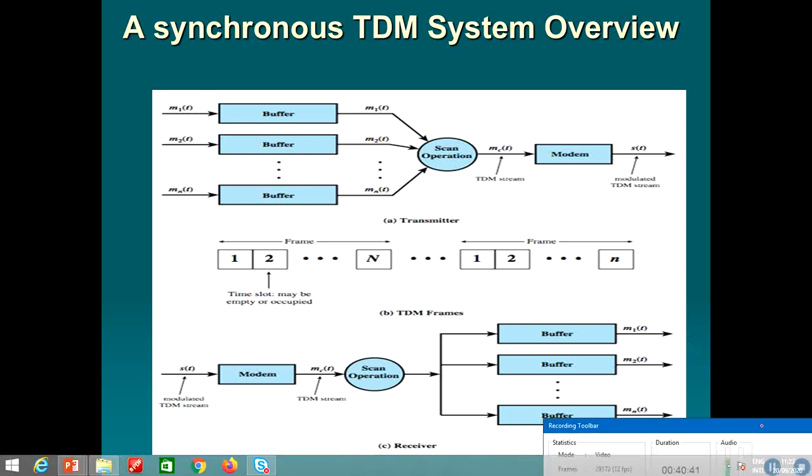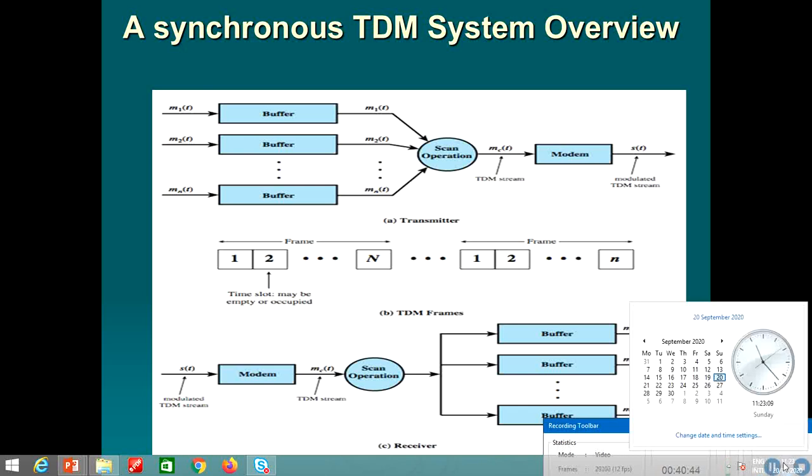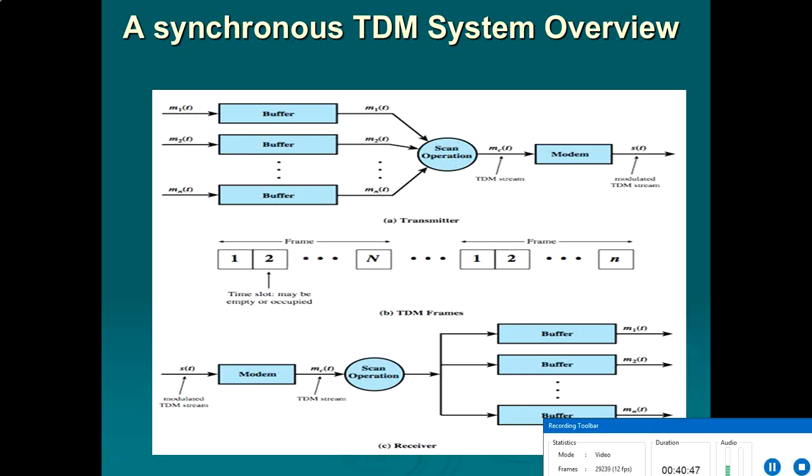Let's understand how it happens. So let's understand this diagram. This is a depiction of synchronous time division multiplexing. The upper part shows how the data is sent from the sender side, and the lower part shows how the data is received at the receiver side, and this talks about the frame. It may be empty or it may be occupied, about the TDM frames. Alright, so let's first start with the transmission part, and then we will discuss the receiver part.